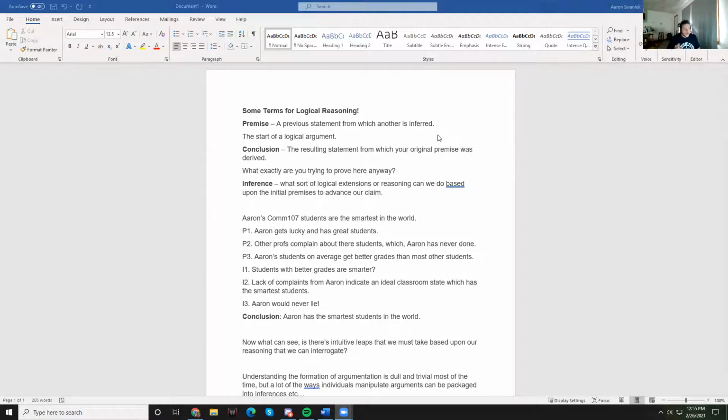How did we do that? We did that through the process of inference. And so we inferred based upon the initial premises. We looked at what the statements were and we came to a conclusion through that reasoning that is put together.